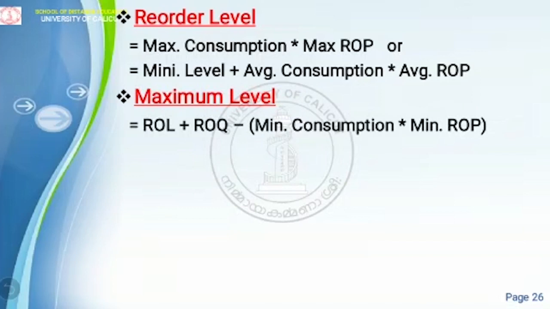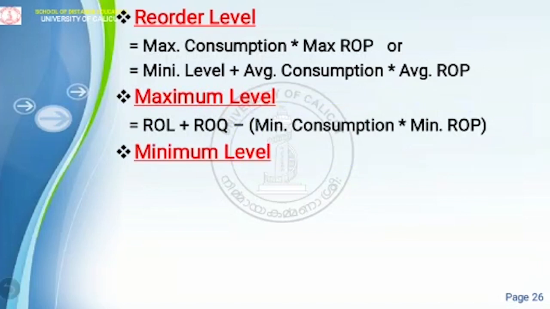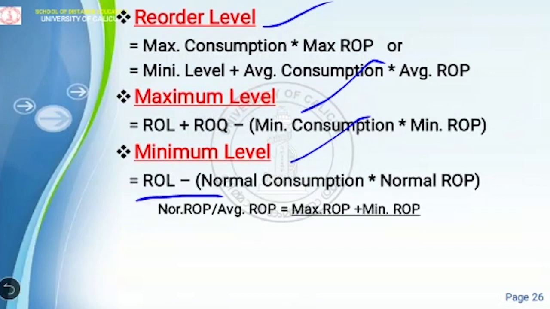Here you may expect a problem question from this area. You have to find the reorder level with the equation. It can be calculated as maximum consumption into maximum reorder period, or minimum level plus average consumption into average reorder period. Another term is maximum level. Maximum level is reorder level plus reorder quantity minus minimum consumption into minimum reorder period.